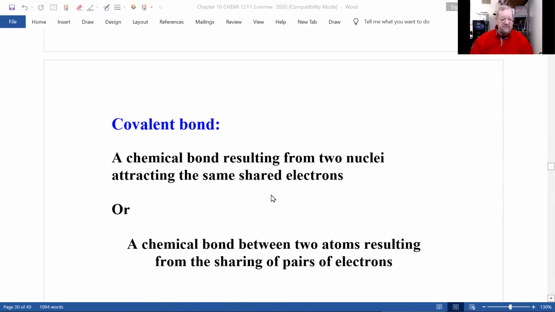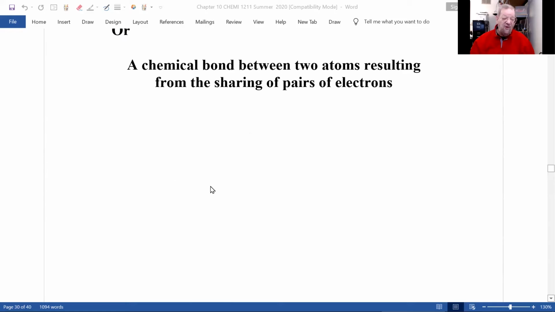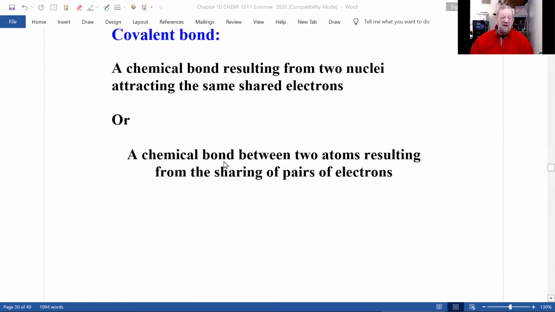All right. Now, what is a covalent bond? A covalent bond, in your book, it says a chemical bond resulting from two nuclei attracting the same shared electrons, or as I like better, what is a covalent bond? It's a chemical bond between two atoms resulting from the sharing of pairs of electrons. Another way of saying that, it's the sharing of pairs of electrons between two atoms.